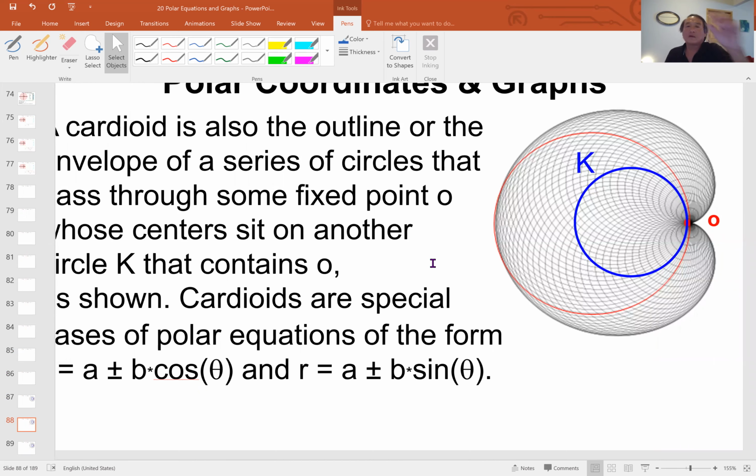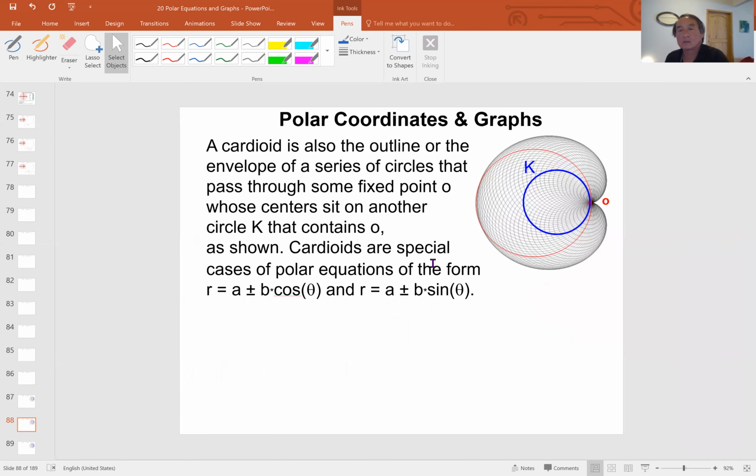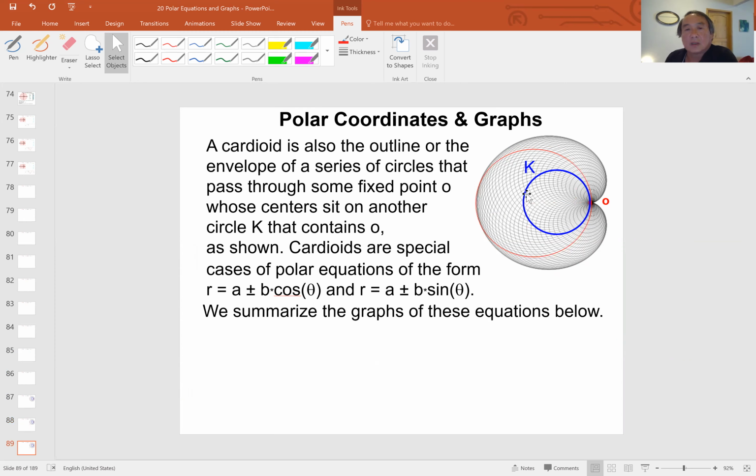If I keep filling in all the circles with centers on K, the last one I draw, the biggest one, is this red one, because the center is right there and it goes up there, it makes a circle as far as it can go with the center on the blue circle. And what we get is the cardioid.